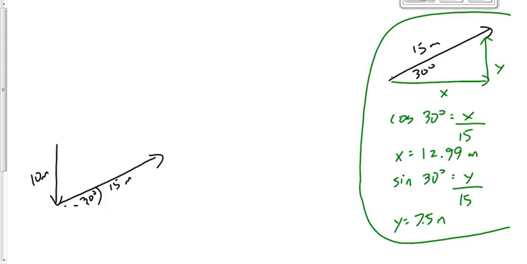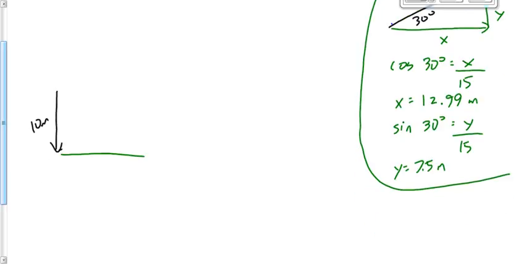And then let's redraw this. For those of you who are using a pen, you might need to physically redraw the picture. If you're using a pencil, you might be able to erase that vector and then just draw it in. So what do we got here? We got 12.99 this way. And we have 7.5 this way. My resultant vector will be drawn from start to finish. It's going to look like this.